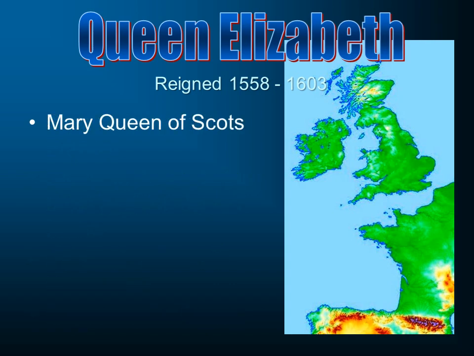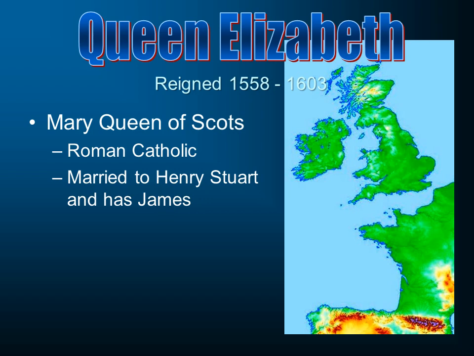Now, next you have Mary, Queen of Scots, who is the daughter of Mary of Guise. She's also Roman Catholic and wants to take for herself a Roman Catholic husband. She finally is married to Henry Stuart and has James, their child, but then he is assassinated. He's murdered, and she is implicated.